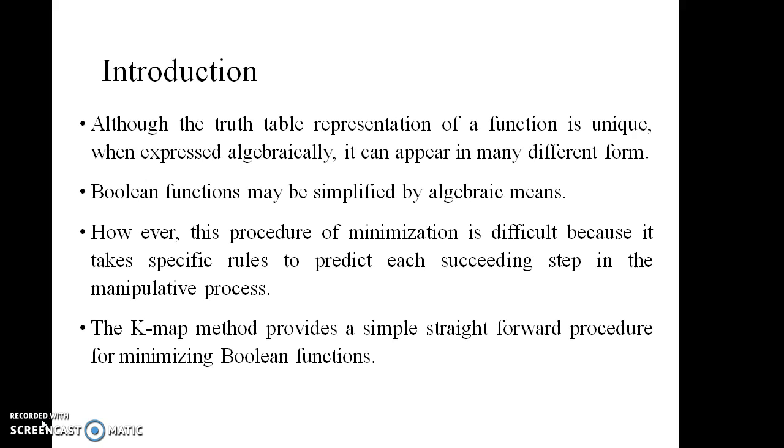Introduction. The truth table representation of a function is unique. When expressed algebraically, it can appear in many different forms. The Boolean functions may be simplified by algebraic means. However, this procedure of minimization is difficult because it takes specific rules to predict each succeeding step in the manipulative process. The kmap method provides a simple, straightforward procedure for minimizing Boolean functions.